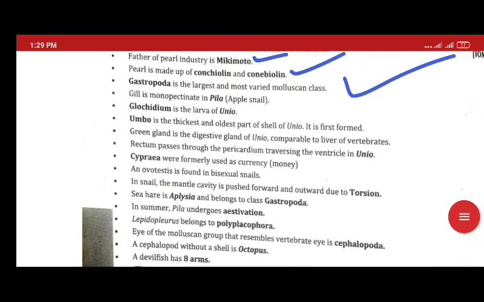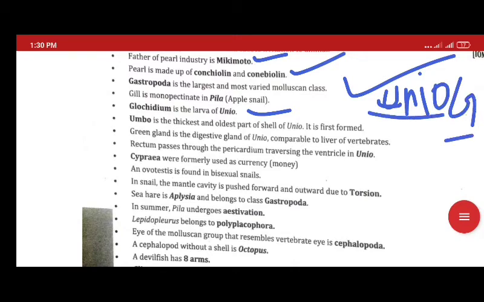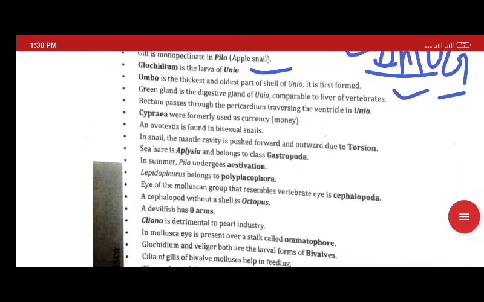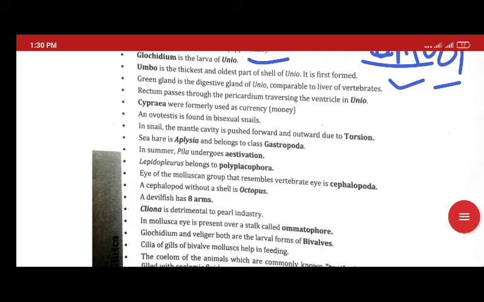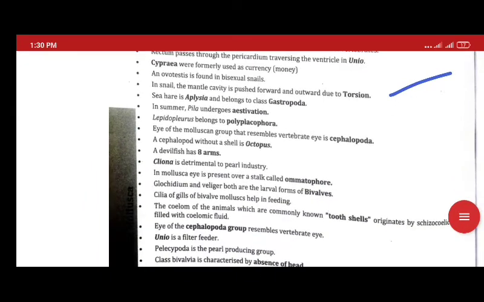Now glochidium larva in Unio, you can remember G, Unio, G, Unio, and G, you should remember this. Now the green gland is a digestive gland in Unio, comparable to the liver in vertebrates or mammals. In a snail, the mantle cavity is fused due to torsion.